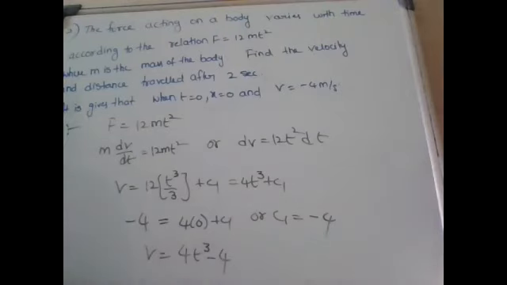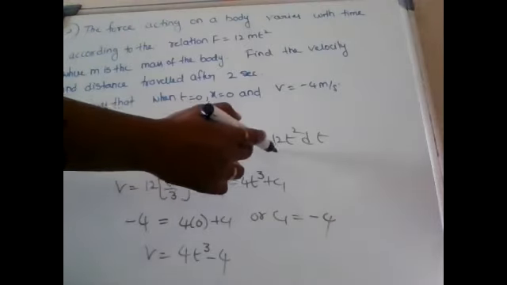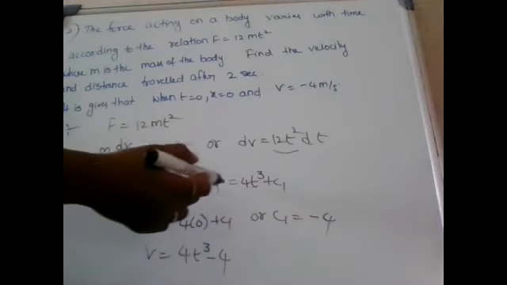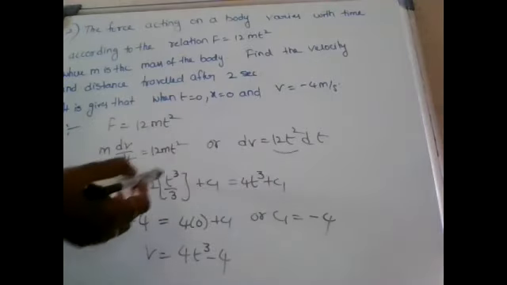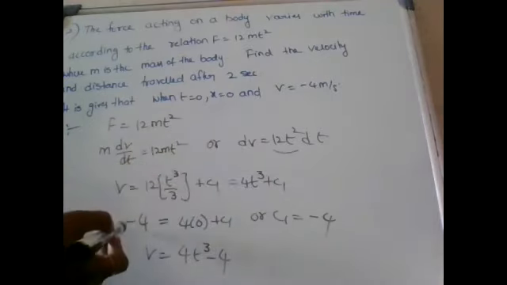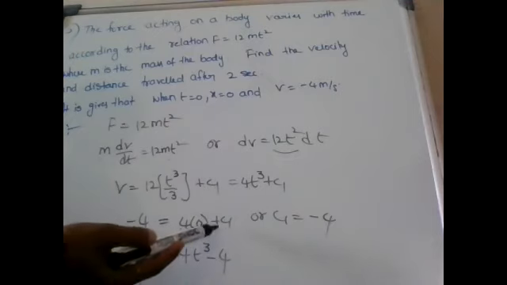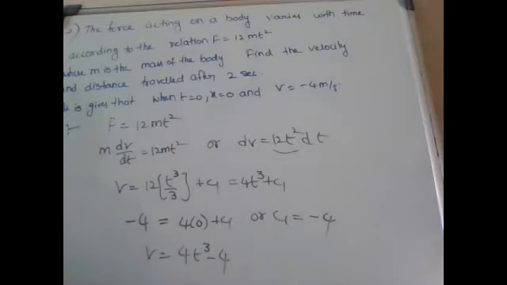So F equal to 12 into m into t square, m into dv by dt equal to 12 m t square, or we can write dv equal to 12 t square dt. So v equal to 12 into t cube by 3 plus c1. 3 4s are 12, so 4 t cube plus c1. When we substitute boundary conditions, we get -4 equal to 4 into 0 plus c1, or c1 equal to -4. From this, v equal to 4 t cube minus 4.